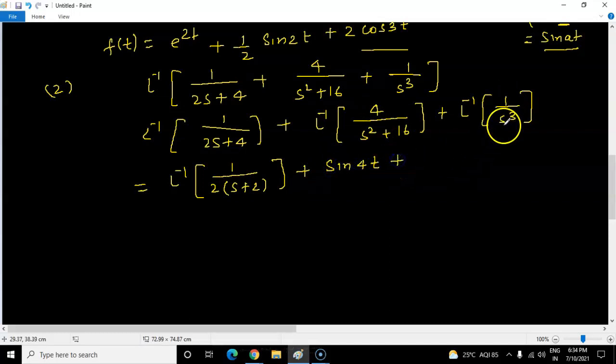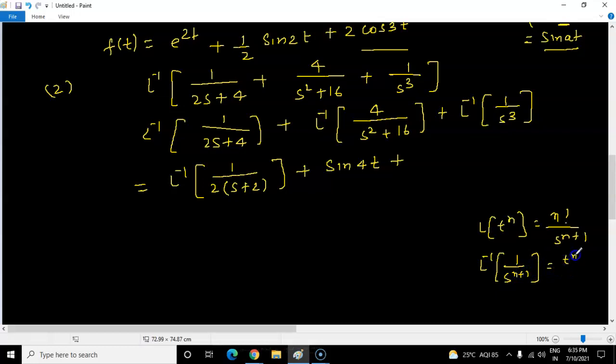This is 1 upon s to the power 3. So we know that Laplace of t to the power n is n factorial by s to the power of n plus 1. So this is given here: 1 upon s to the power n plus 1 is t to the power n by n factorial. So here n plus 1 is 3, which means n is equal to 2 actually. So we can write this one here t square by 2 factorial.